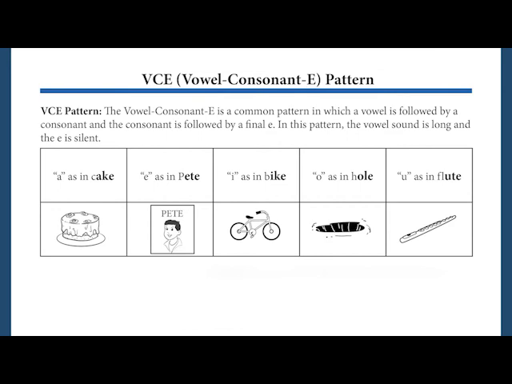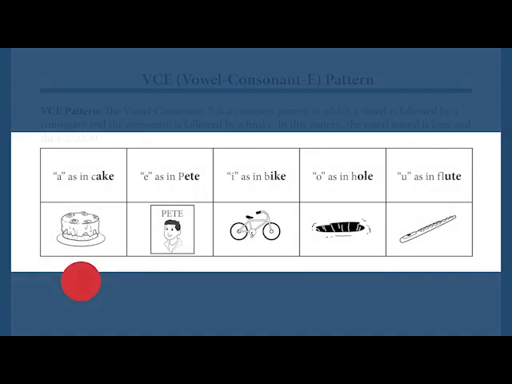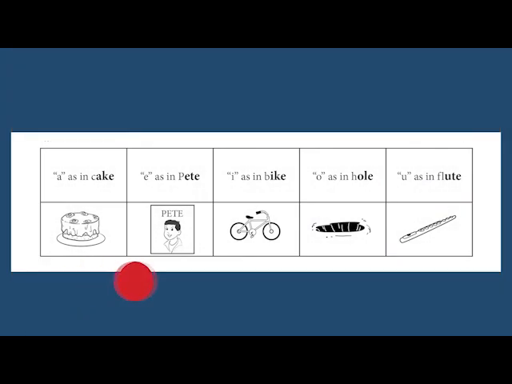consonant, and the consonant is followed by a final E. In this pattern, the vowel sound is long and the E is silent. A as in cake, E as in Pete, I as in bike, O as in hole, U as in flute.